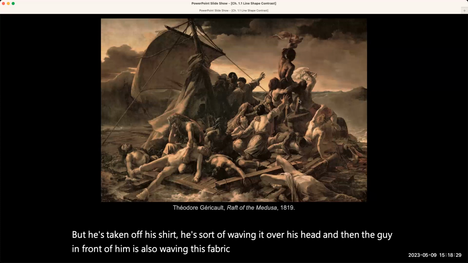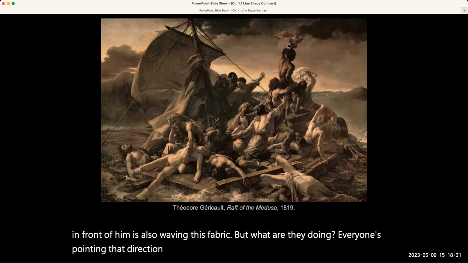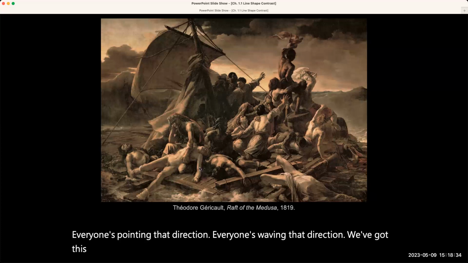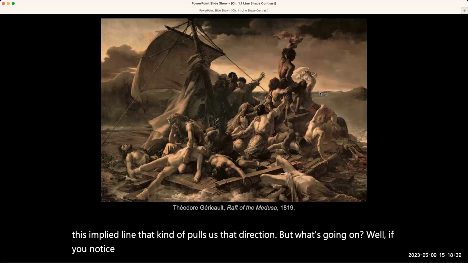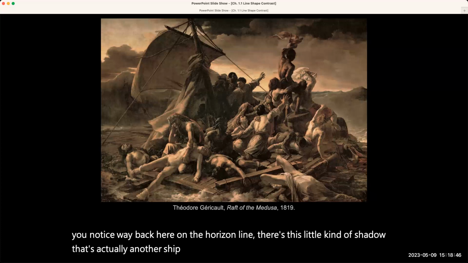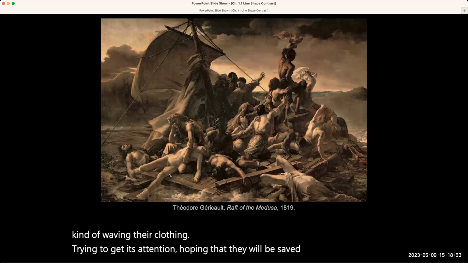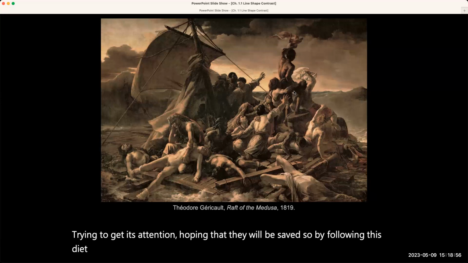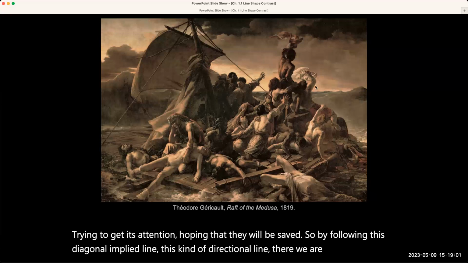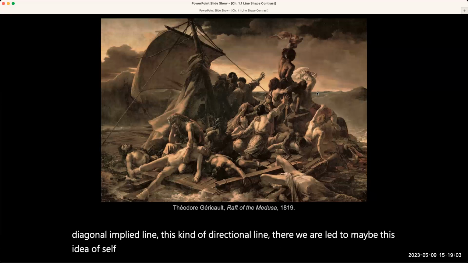But what are they doing? Everyone's pointing that direction, everyone's waving that direction. We've got this implied line that kind of pulls us that direction. But what's going on? Well, if you notice, way back here on the horizon line, there's this little kind of shadow that's actually another ship. And so these figures have seen that ship and they're kind of waving their clothing, trying to get its attention, hoping that they will be saved. So by following this diagonal implied line, this kind of directional line there, we are led to maybe this idea of salvation or of hope.